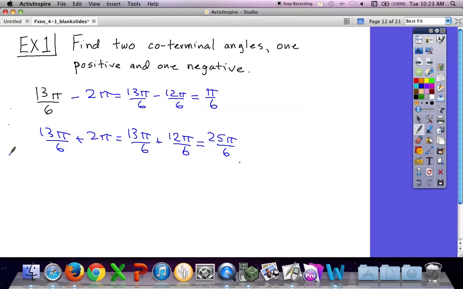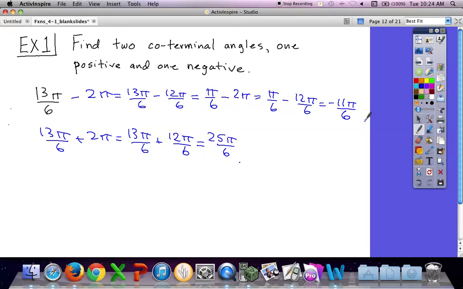So how can I find a negative coterminal angle? Subtract 2 pi again. Right? The problem was that the angle we started with was bigger than 2 pi itself. That's why I would have probably done this once to find the positive and then do it again to find the negative. But it doesn't matter. They just said one positive, one negative. That is a good answer. How about if I subtract 2 pi again? Minus 2 pi, which is like pi over 6 minus 12 pi over 6, which is negative 11 pi over 6.